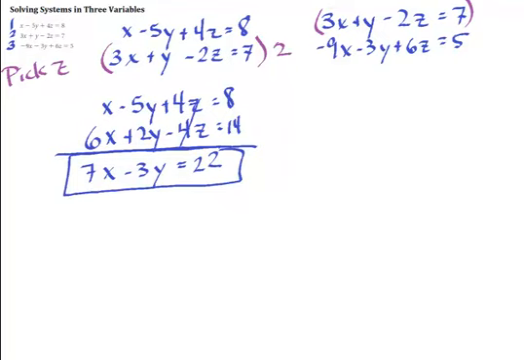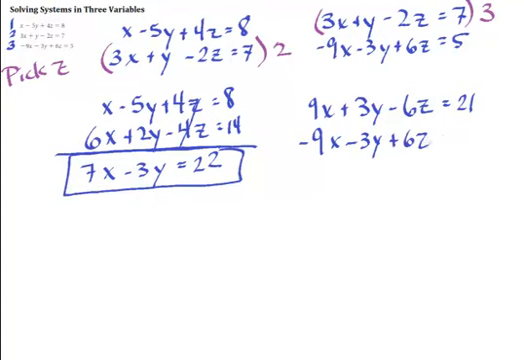I'm going to multiply this equation through by 3. Let's see what I get. I get 9x plus 3y minus 6z equals 21. Negative 9x plus, oops, not plus, let me hit my back there. Minus 3, I can't copy.